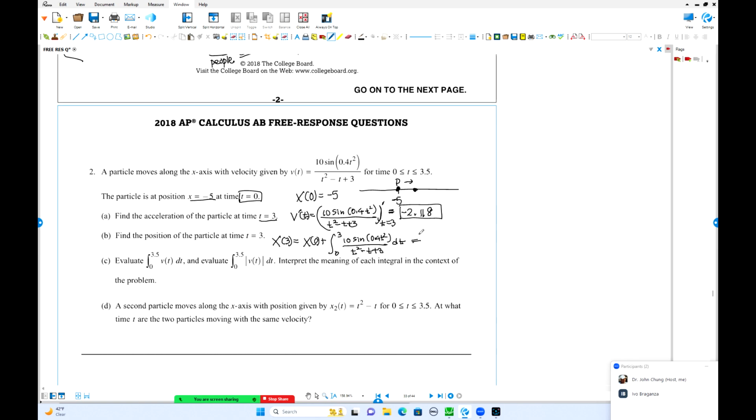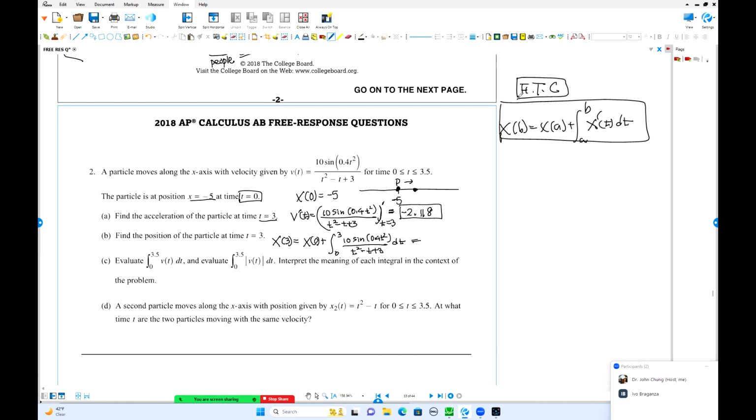That is x(3). This is the fundamental theorem of calculus. Are you okay with this? We did this one already, right? Do you remember this one? x(b) equals what? x(a) plus the integral from a to b of x prime t. This is the fundamental theorem of calculus, FTC.